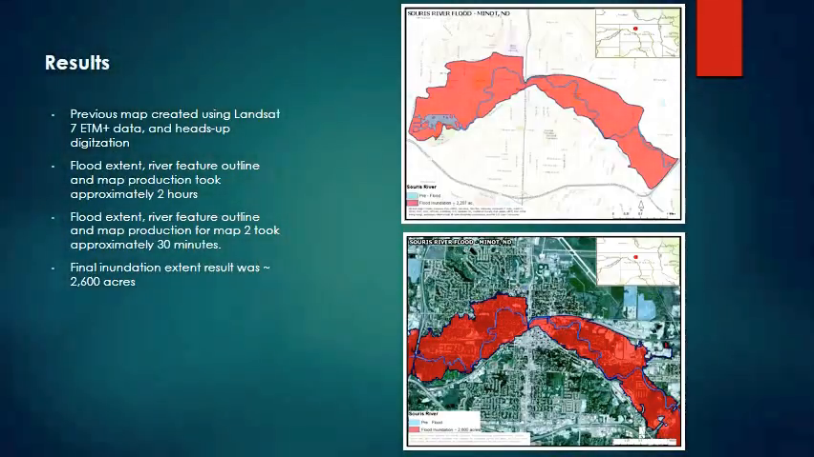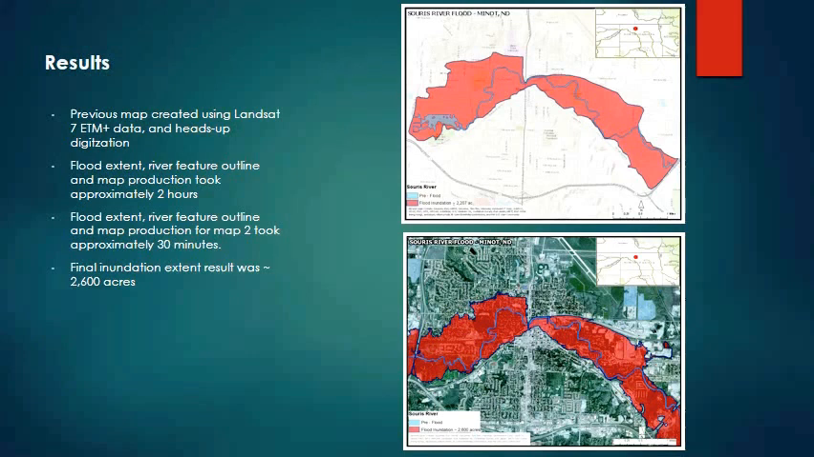The final product was a map of the inundation that occurred in my study area. This is the map on the bottom, and as you can see, I have it compared to a previous map that I created using heads-up digitizing. Simply using heads-up digitizing, I incorrectly digitized some features, assuming that they were a part of the river, when in actuality they were deviations from the river. And this is the actual river extent as extracted using feature analysis.